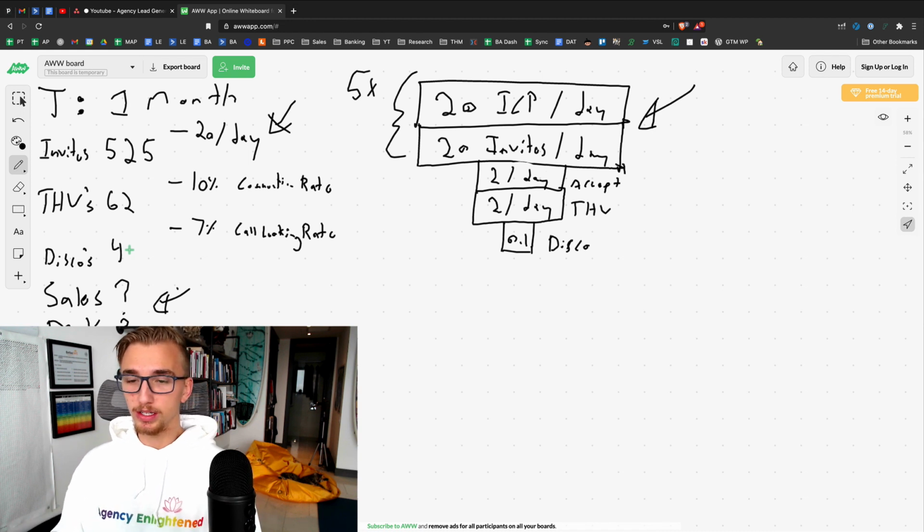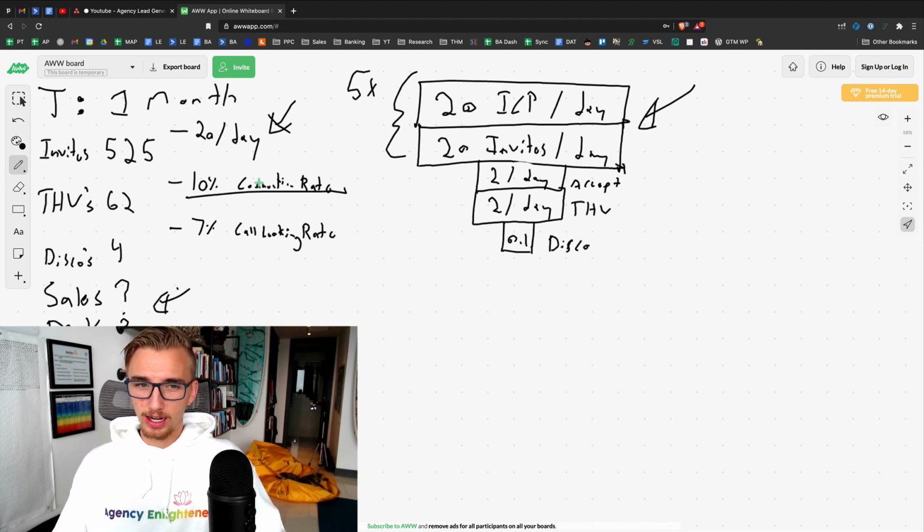Much harder to open a deal. So with this being said, we can either 5x this. We could try to increase the connection rate. Some of you might be thinking, oh my God, a 10% connection rate, that's not much. I mean, why is he only getting a 10% connection rate?